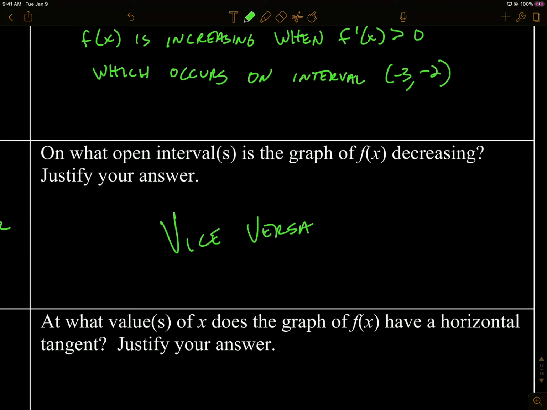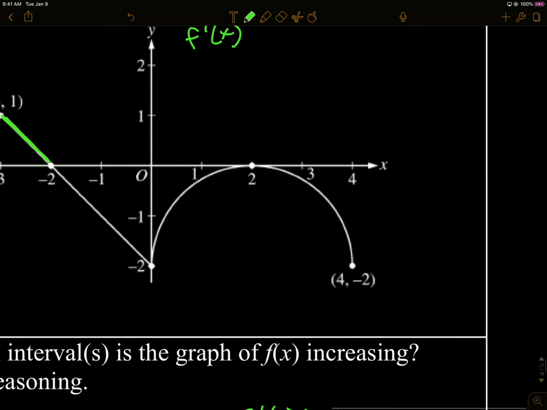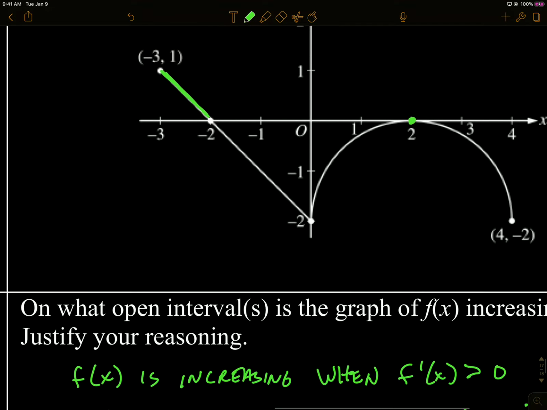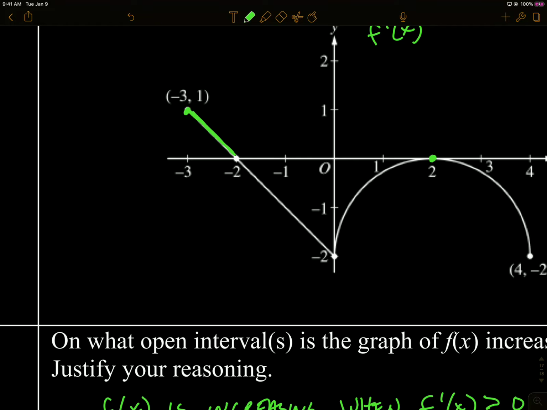There is an interesting thing to note here. The interval will be these open intervals. I'm excluding the point 2 because at 2, the derivative is 0, which means the function's neither increasing nor decreasing. This will depend on the instructor you talk to sometimes. That's why we didn't include -3. At -3, the function's not decreasing.